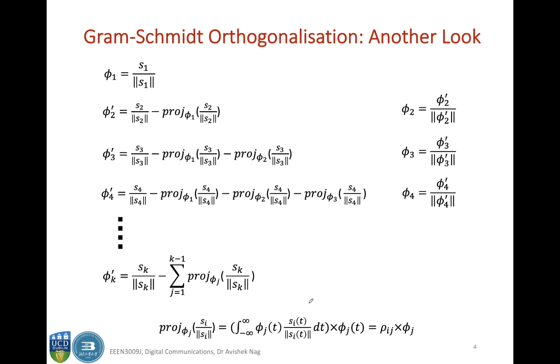So you can generalize the Gram-Schmidt formula by this method, and then you can calculate all the phi k's. In most cases you will see that two dimensions phi1 and phi2 are enough, but Gram-Schmidt will give you exactly the number of dimensions that you need to represent a set of signals.